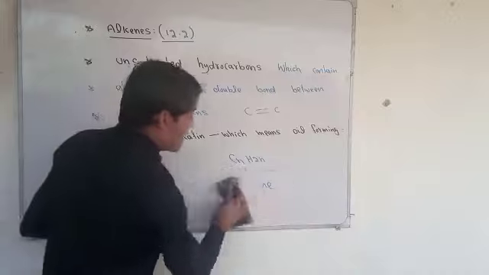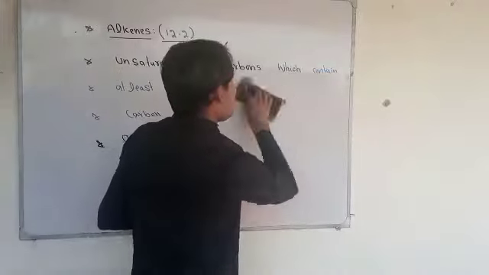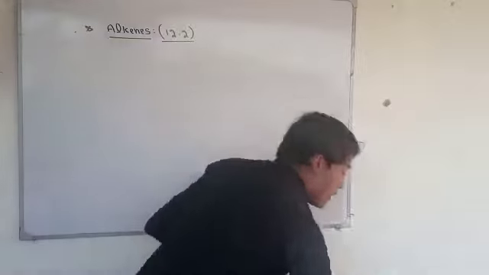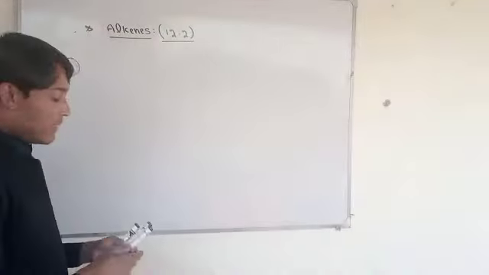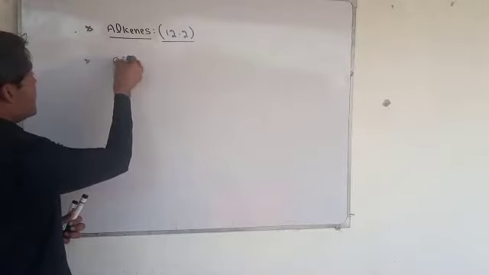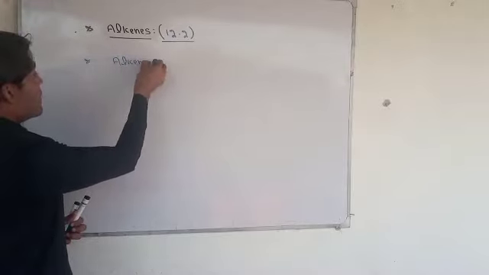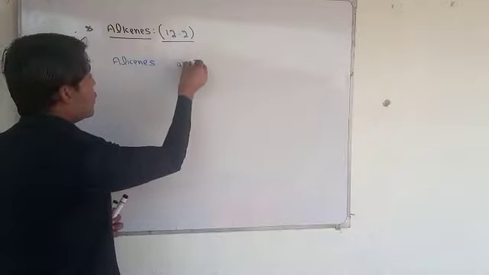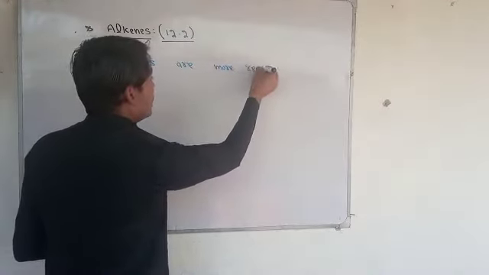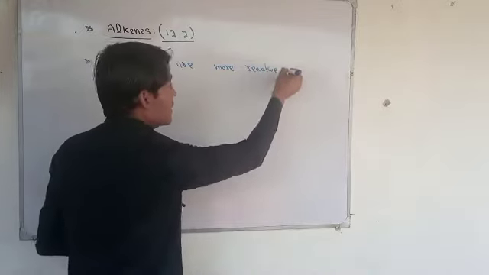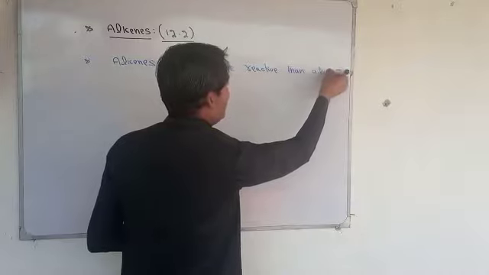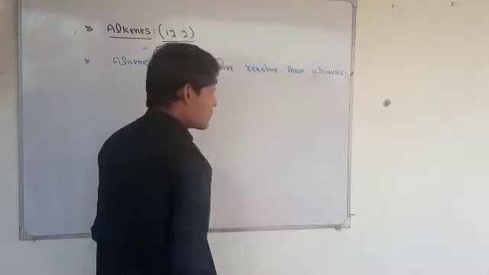If we talk about the next property, the next property is that alkenes are more reactive than alkanes. That is called more reactive than alkane.